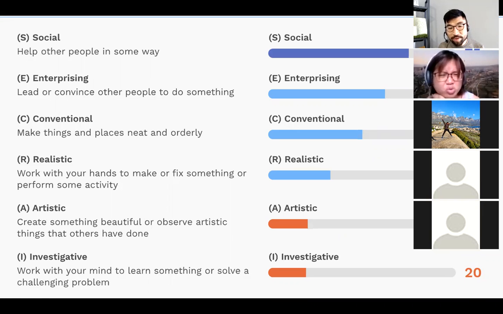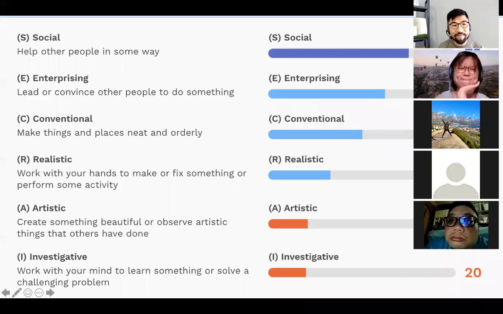And then the other three, as I mentioned before, we have it as well. It's just that it's lower. I have realistic, artistic, and investigative as the next bottom three. So when we look at this, it means that SEC will be my code. You look at the difference between social and enterprising: 75 versus 62. It's quite a significant difference.